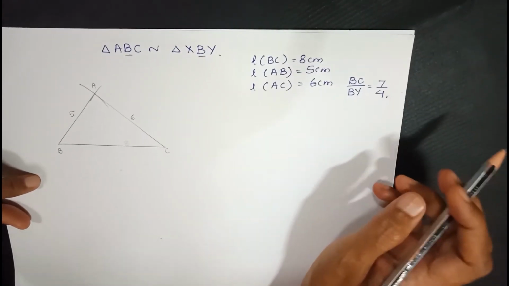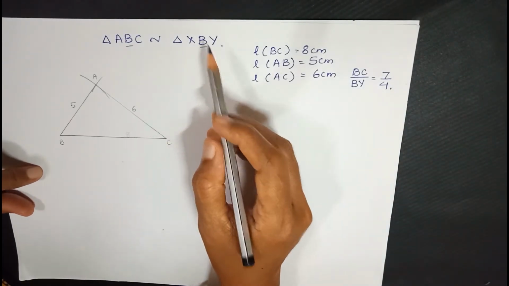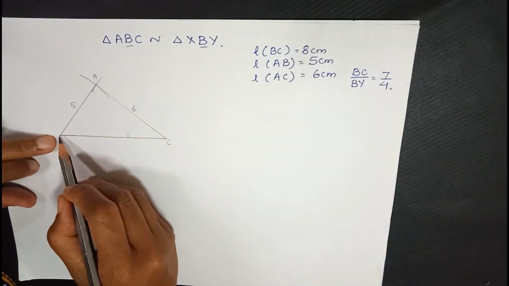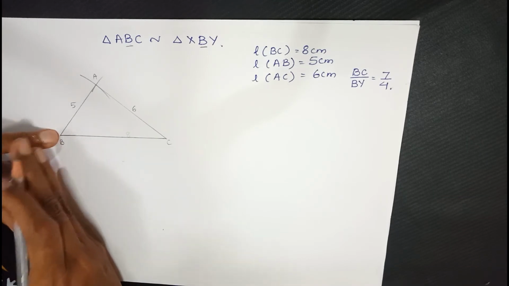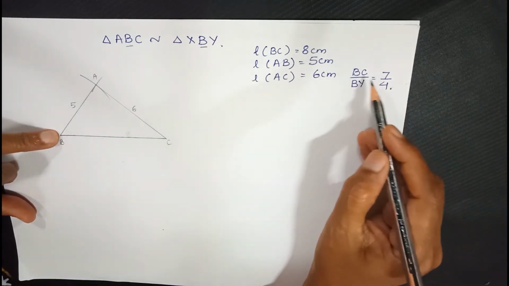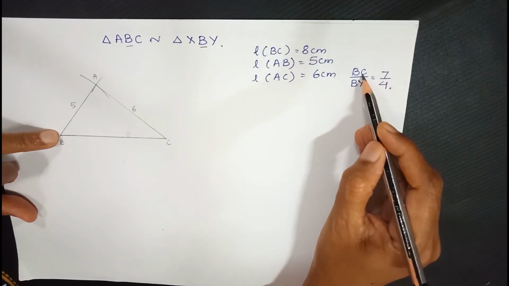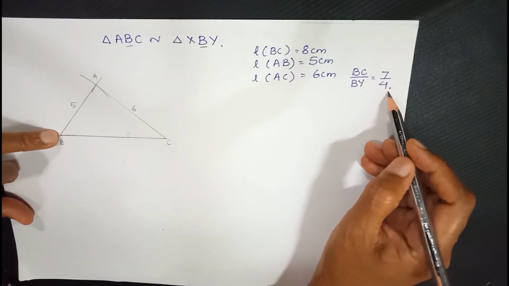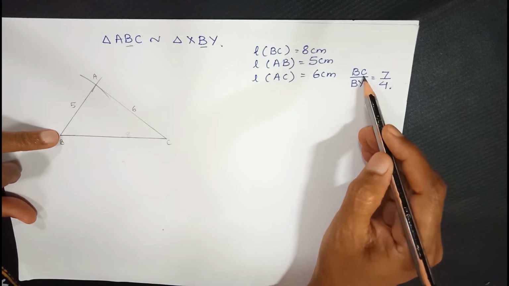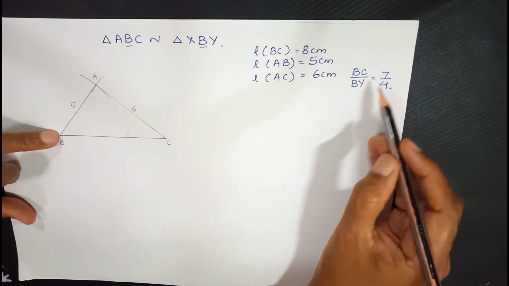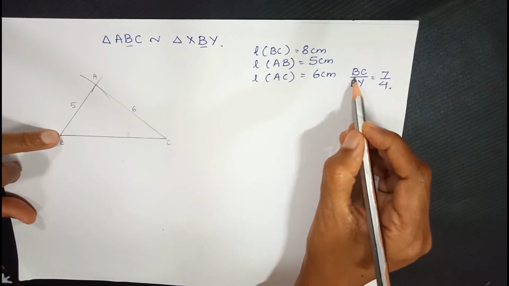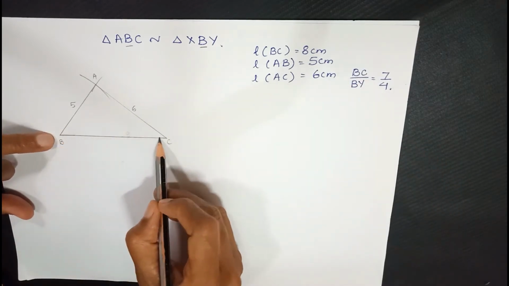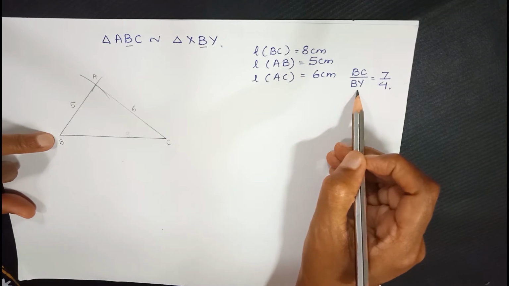So now as you can see here, one vertex is common. So the precaution that you have to take is that the common vertex should be on the left hand side. So that will make it easy for construction. Second thing, as you can see, BC upon BY is 7 upon 4. What it means is that if the side BC is 7 parts, BY will be only 4 parts. Now as you can see BC is the base of the first triangle. BY will be the base of the second triangle.